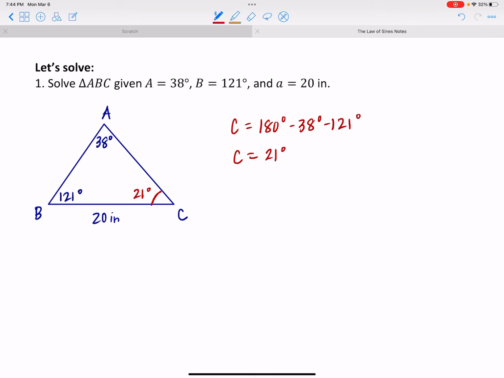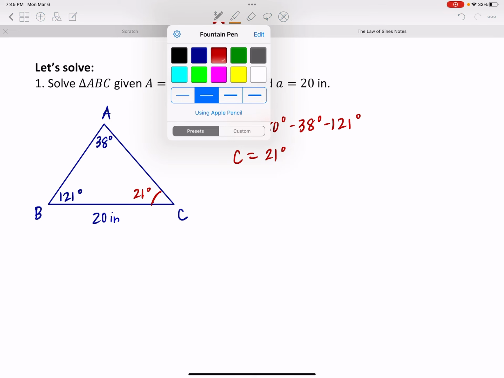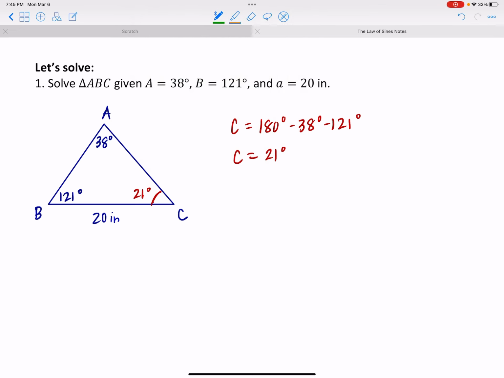Now, if you were unsure about yourself and thought you might goof up subtracting and chose not to use a calculator, maybe you don't want to use that measurement, but it should be fine, especially if you're verifying what you're doing. Now, how do we find the next components? Let's say I wanted to find side length B.